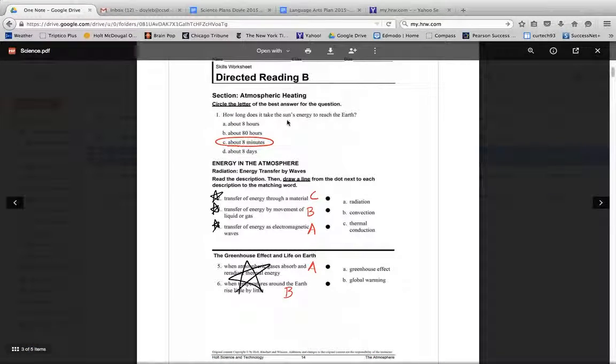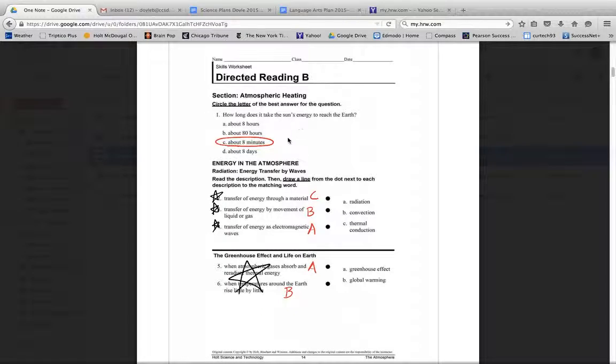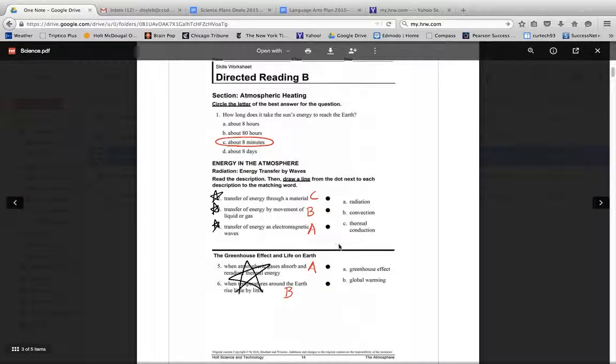Number one, how long does it take the sun's energy to reach the Earth? It takes about 8 minutes. So that energy from the sun is moving at the speed of light, but the sun is 93 million miles away. So it still takes that energy 8 minutes to reach the Earth. All right, now these three here are really key to achieving our learning target.